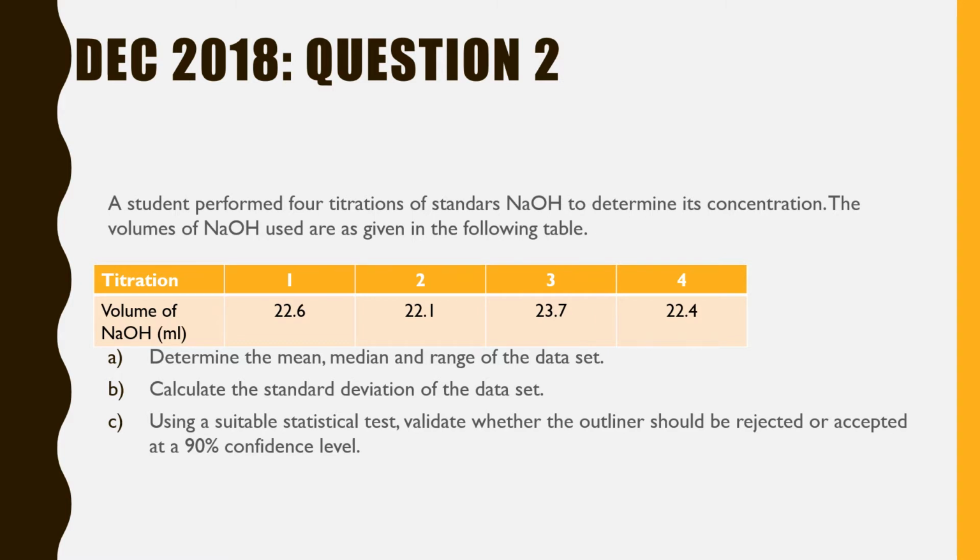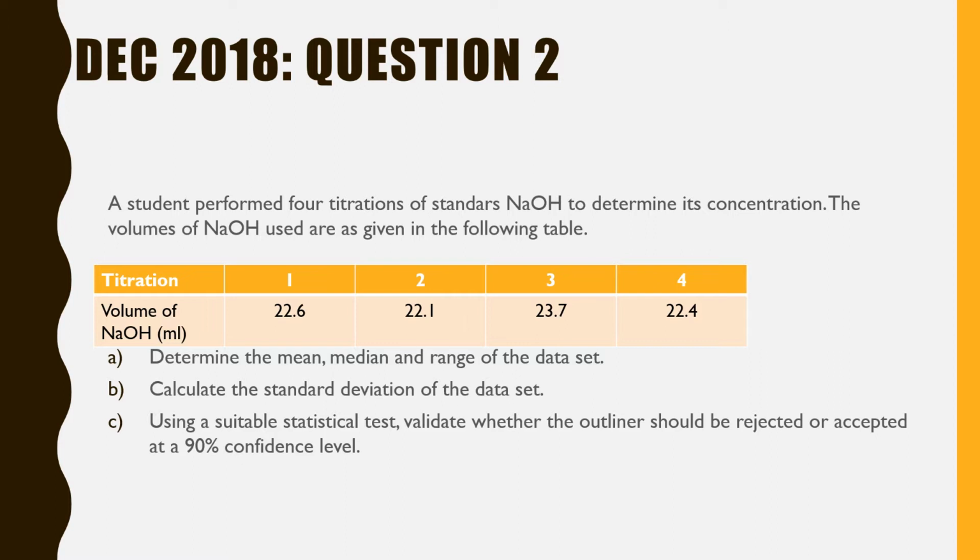The question states that a student performed 4 titrations of standard NaOH to determine its concentration. The volume of NaOH used is given in the following table. So we have 4 titrations with 4 volumes of NaOH. Question A: determine the mean, median and range of the data sets. B: calculate the standard deviation of the data set. C: using a suitable statistics test, validate whether the outlier should be rejected or accepted at a 90% confidence level.